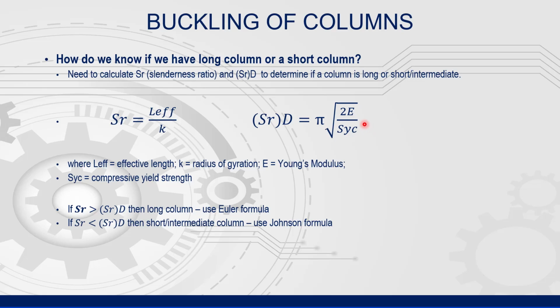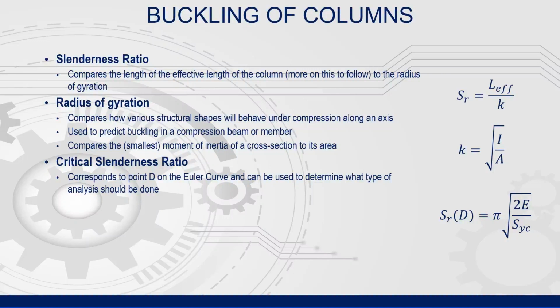If the value of the geometric slenderness ratio is greater than the critical slenderness ratio, we are dealing with a long column and need to use the Euler formula for analysis. If the value of the geometric slenderness ratio is less than the critical slenderness ratio, we are dealing with a short or intermediate column and need to use the Johnson formula for analysis. Here are the formulas for slenderness ratio, radius of gyration, and critical slenderness ratio.